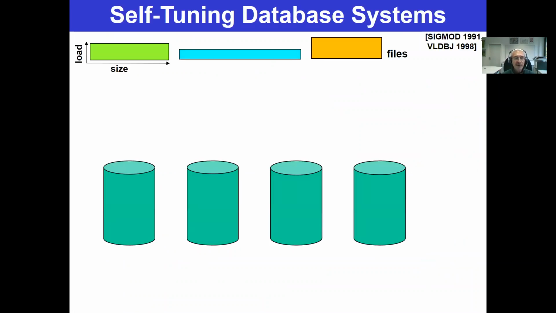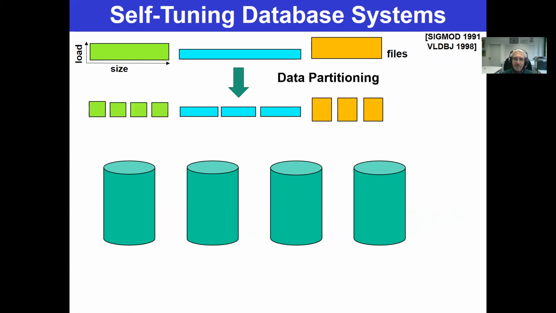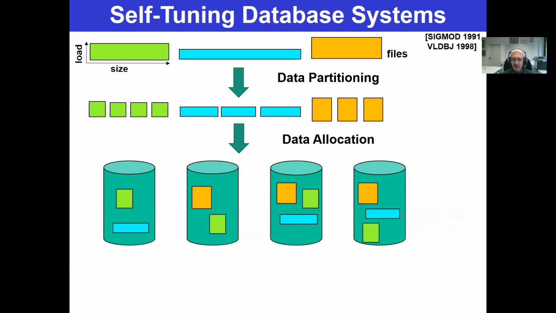So database systems first. In the 90s, I worked on what I called self-tuning systems with performance guarantees. This slide gives you an example. We consider a set of files characterized by their size and their access load or heat, and we have to place them onto a parallel disk array or distributed storage system so as to balance the load. One technique is to partition the data, and then the actual allocation step. The result could look like this.